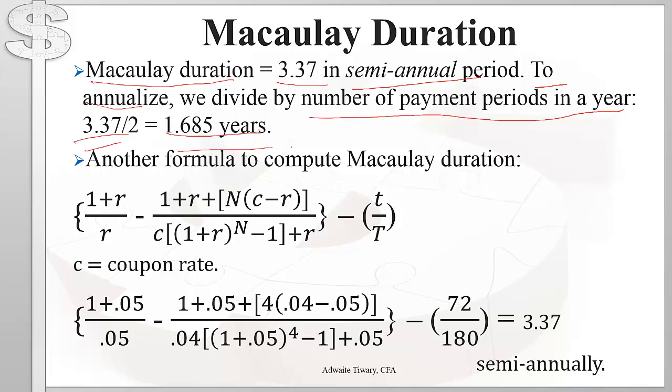Thankfully, there's a simpler formula to compute the Macaulay duration, which is right here. All the terms have the same meaning as in the previous formula, except that we have a new term in this formula, c, which is the coupon rate. If we plug in the numbers, you will notice that we get the same answer, 3.37 in 6 month terms, as we got above using the more complicated formula.